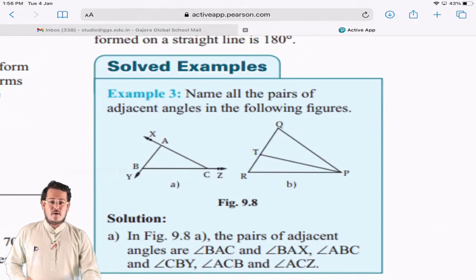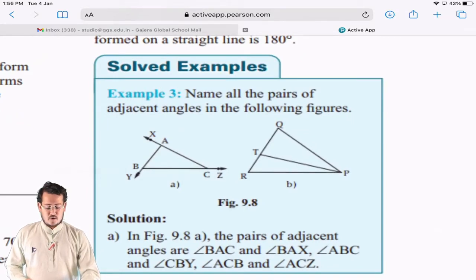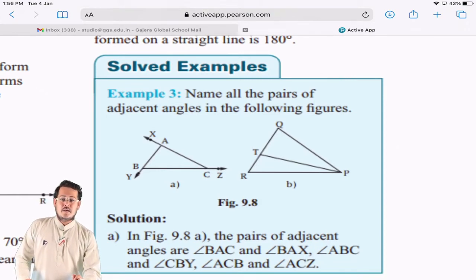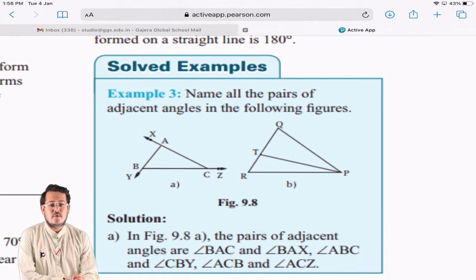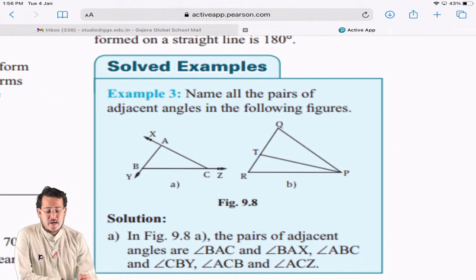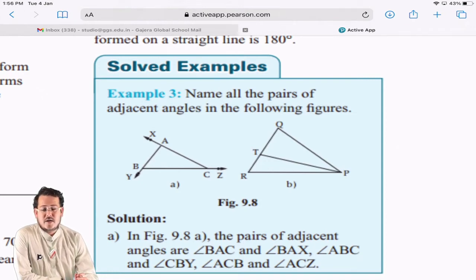Name all the pair of adjacent angles from the following figure. As you can see, I am having two figures, A and B. In figure A, you will see A, B, C as the inside alphabets, and X, Y, and Z, they are exterior of that triangle. In figure B, you will be able to see P, Q, R, and one more, T, between R and Q.